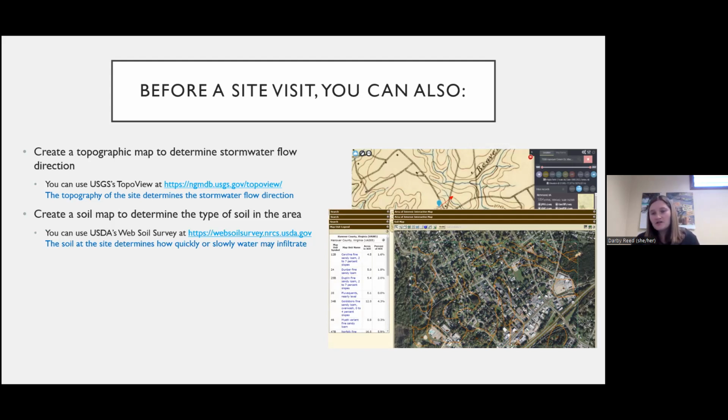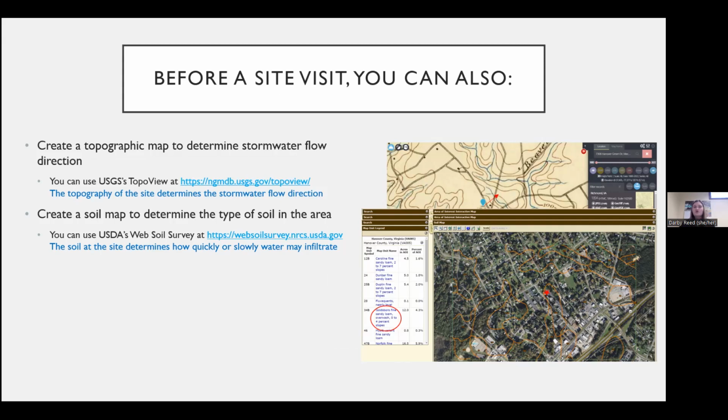So I know it's kind of hard to see, but the site we're looking at is right there. And the soil on that site should be a sandy loam. So the more sand in a soil, the quicker the water will infiltrate down. Whereas the more clay in the soil, the slower the water will infiltrate into the ground.